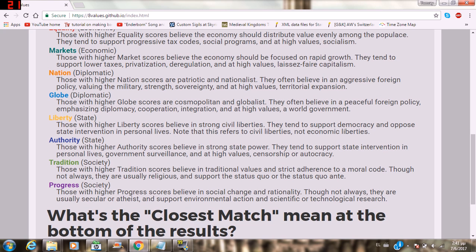Nation, diplomatic. Those with higher nation scores are patriotic and nationalist. They often believe in aggressive foreign policy, valuing the military strength, sovereignty, and a high values territorial expansion. Globe. Those with higher globe scores are more cosmopolitan and globalist. They often believe in a peaceful foreign policy, emphasizing diplomacy, cooperation, integration, and high values of world government.